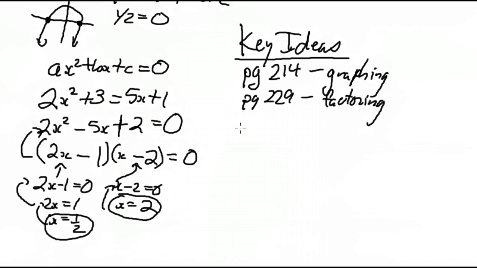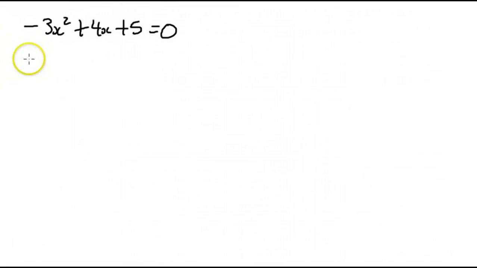The next method of solving is solving by completing the square. The questions are on page 240, and that's where the key ideas are as well. So just give me a moment to clear things up, and we'll look at completing the square. Okay, here's one out of the book. Let's solve this by completing the square.